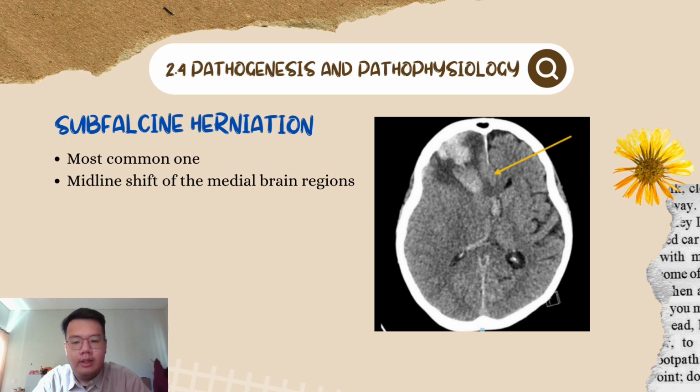All right. The second type of herniation is the subfalcine herniation. This type of herniation itself is the most common one. It is also known as the midline shift or cingulate hernia. It is characterized by a midline shift of the medial brain regions brought on by a mass effect in the contralateral cerebral hemisphere. Most notably, movement of the contralateral cingulate gyrus below the falx cerebri, as we can see in the picture.